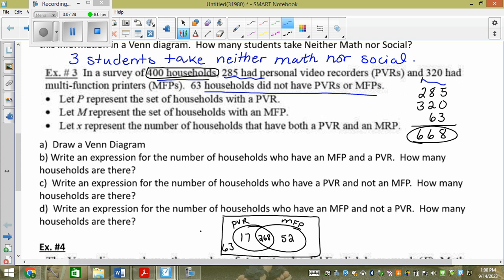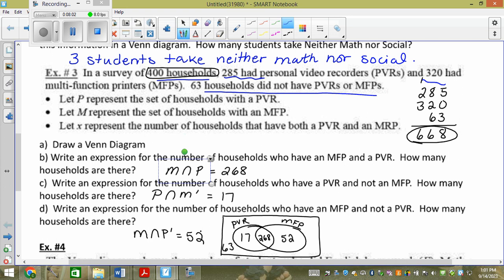So here it says, write an expression for the number of households who have an MFP and a PVR. And how many are there? 268. Then write an expression for the amount of households that have PVR and not a MFP. So that's a PVR only. So that would be 17. And then write an expression who have an MFP but not a PVR. So that's an MFP only, so it's 52.